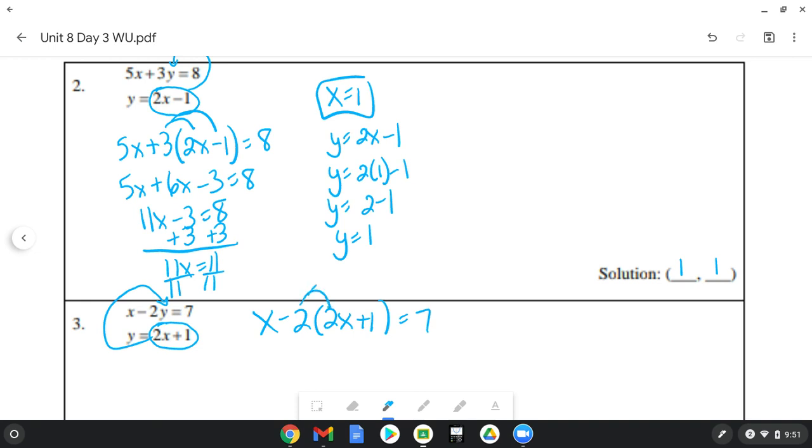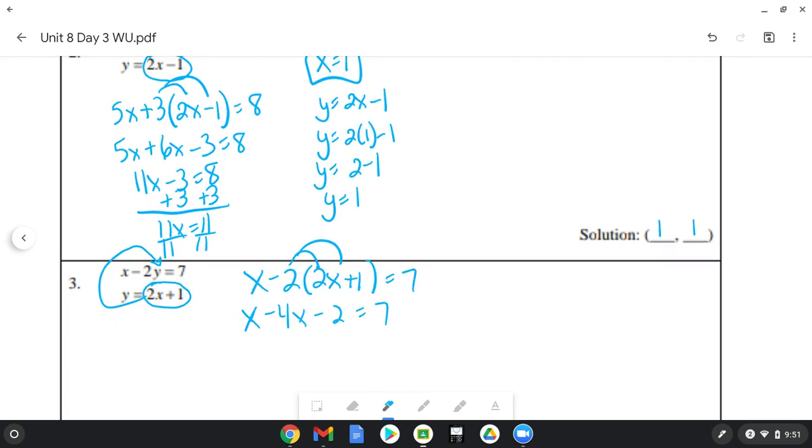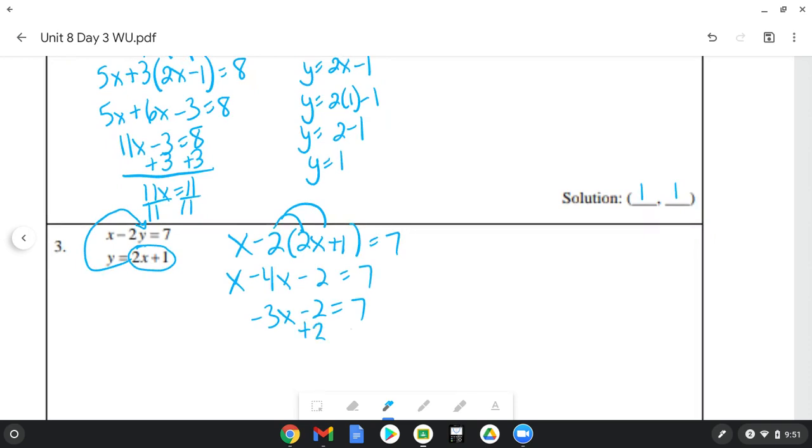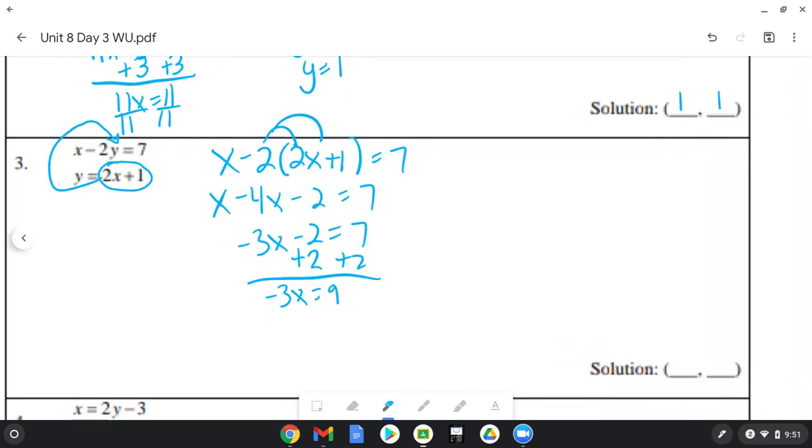So if we distribute this negative 2 in, it'd be x minus 4x minus 2 equals 7. So now we get negative 3x minus 2 equals 7. Add the 2 over. We get negative 3x equals 9. Then divide by negative 3, and we get x equals negative 3. So that's half my answer.